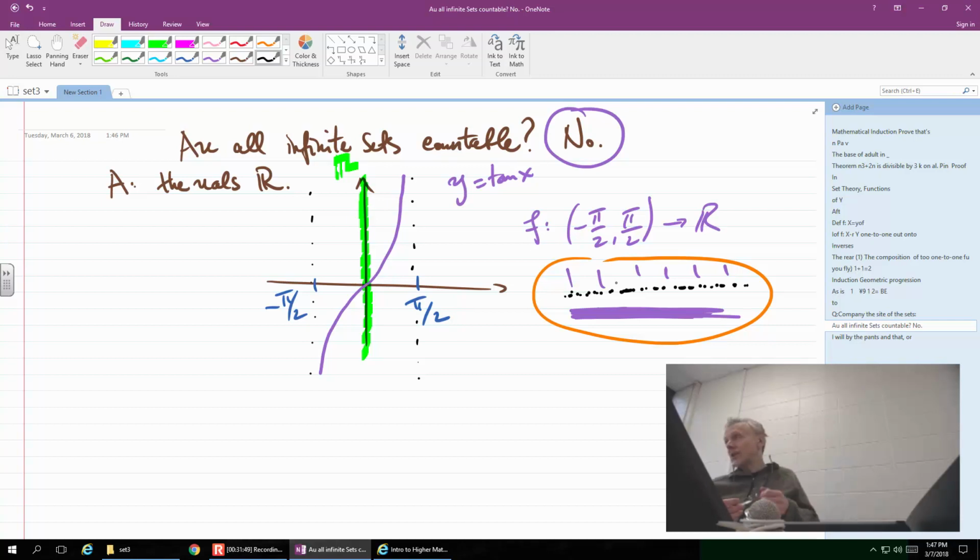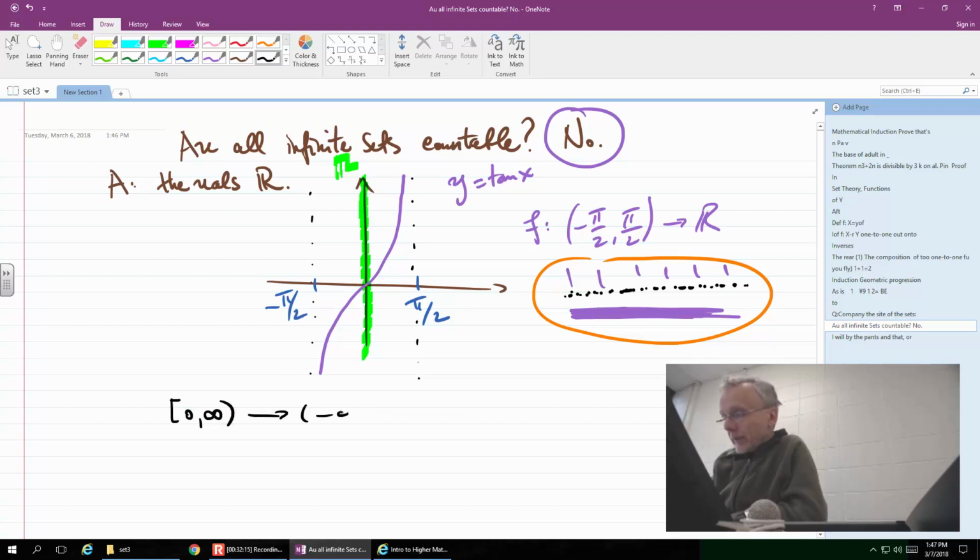Tangent is a continuous function, and that might be misleading because it might make you think that's how we establish bijections, but really that's not true. As an example, let's think about the challenging problem: say, zero to infinity, which we looked at just now, versus negative infinity to infinity, so once again the reals. The second set seems twice as large as the first. Can you think of a bijection?